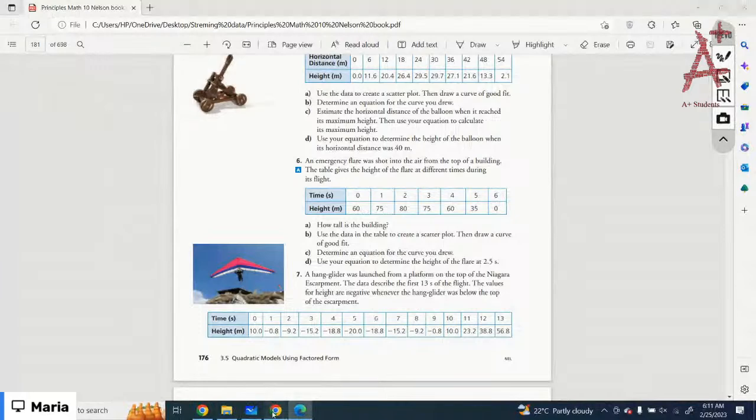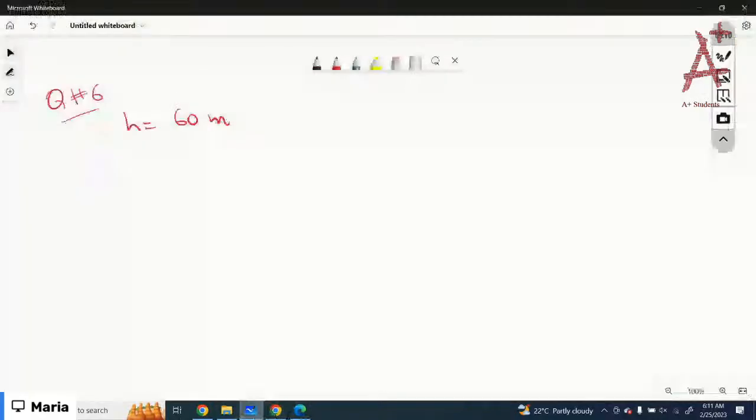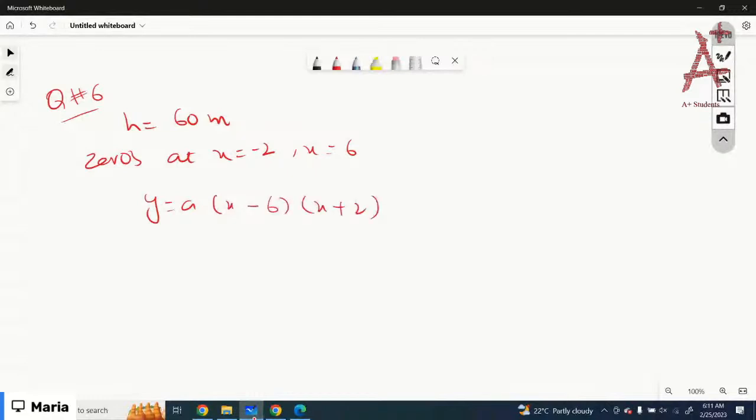So the equation would be y equals, the zeros are at x equals negative 2 and x equals 6. These are the zeros of the graph. So the equation would be y equals a times x minus 6 and x plus 2.